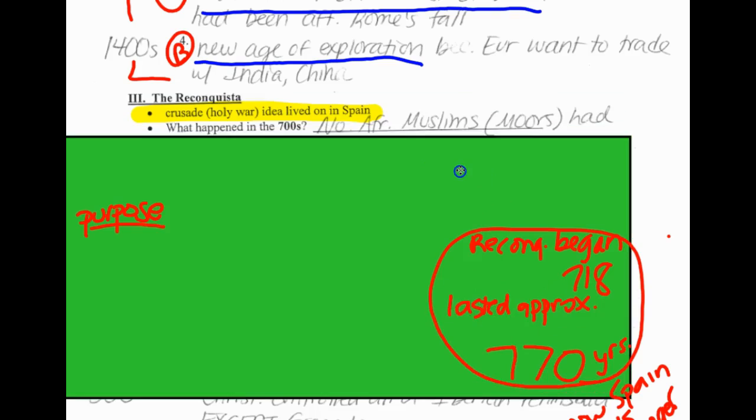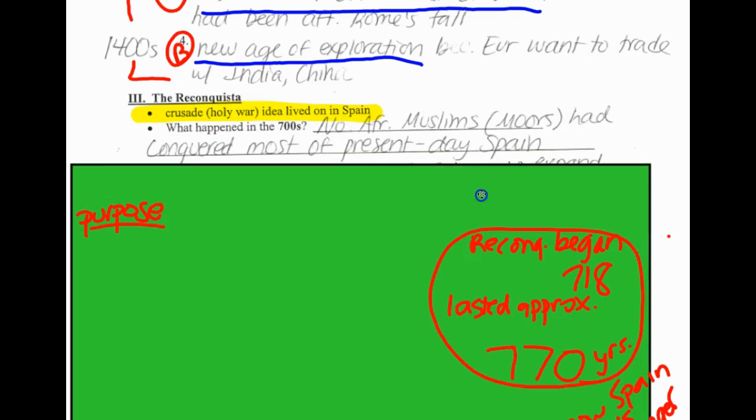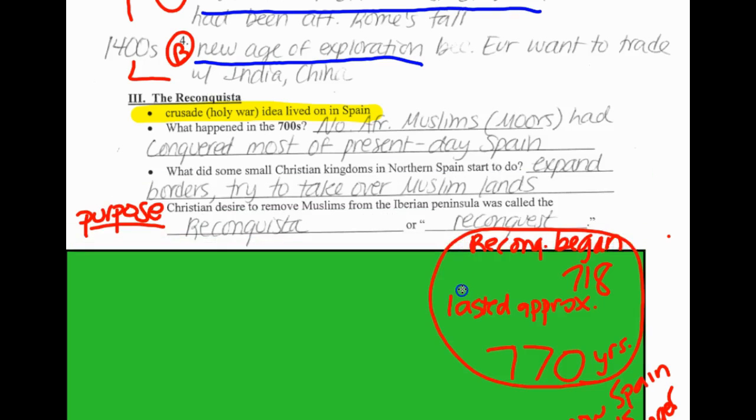All right, the next topic has to do with the Reconquista, and this happened in Spain. In the 700s, North African Muslims controlled a lot of present-day Spain. And so the purpose of the Reconquista is listed in that last bullet in this little introductory section. So you should write purpose to the left of that fact.